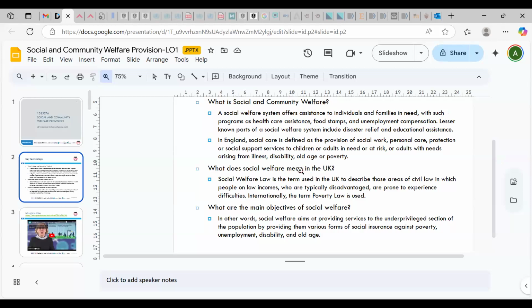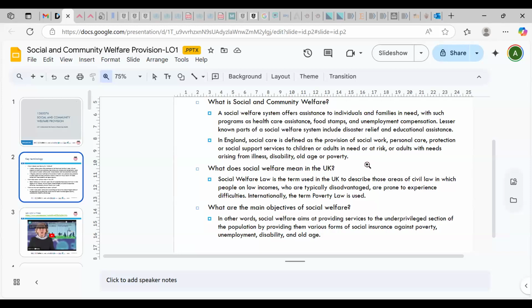So in England, because it is a welfare state, social care is defined as the provision of social work. You have personal care, protection or social support services to children or adults in need or at risk, or adults with needs that arise from illness, disability, old age, or poverty.